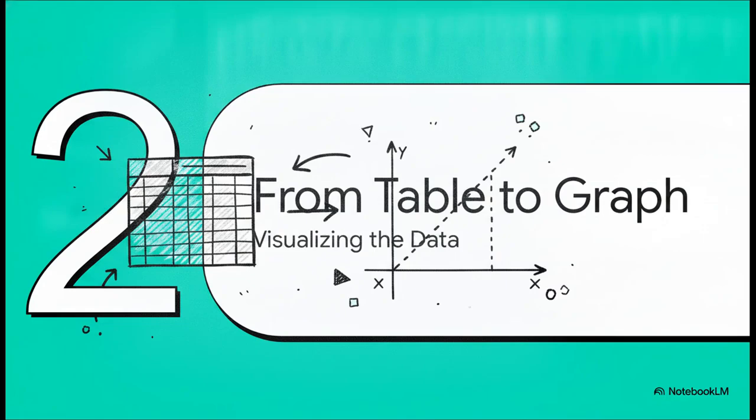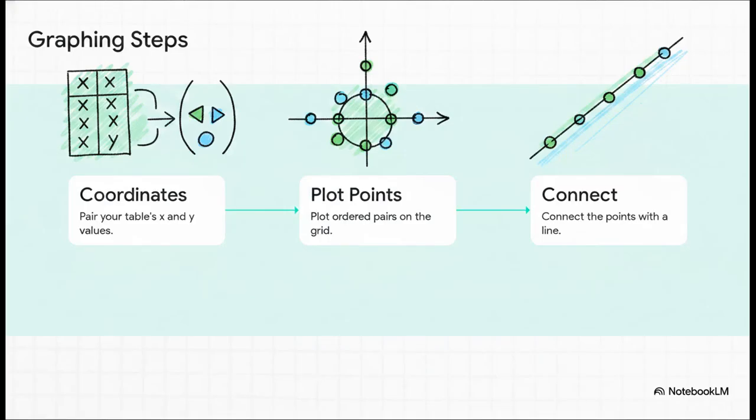Section 2. From table to graph. Let's take those numbers and actually visualize them. So how do we take all that table data and build it out visually on a coordinate grid? The steps are beautifully simple.